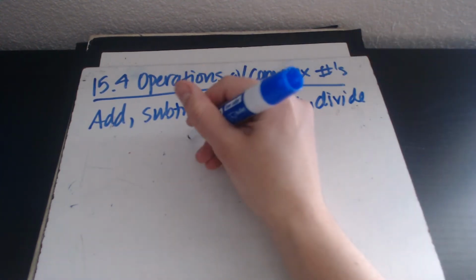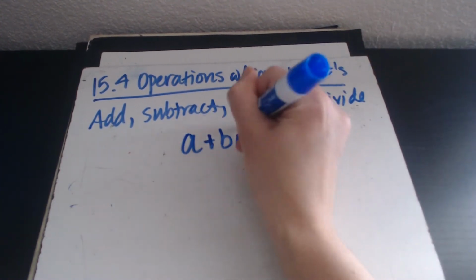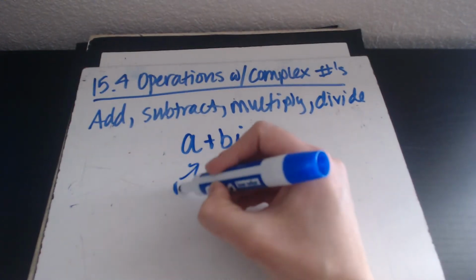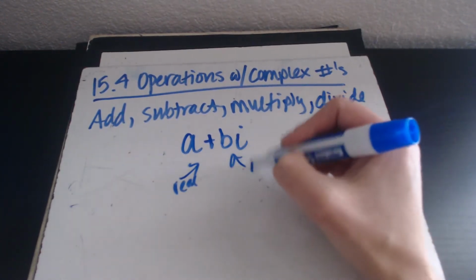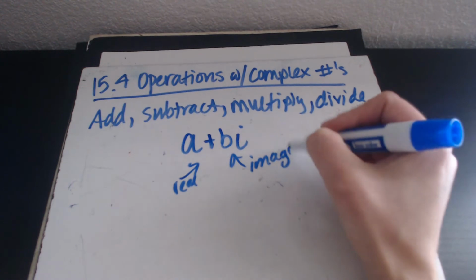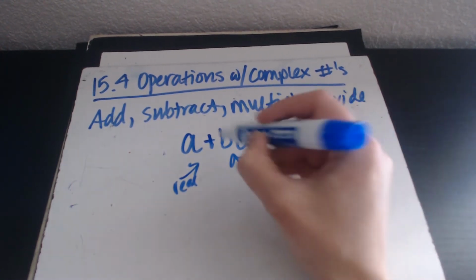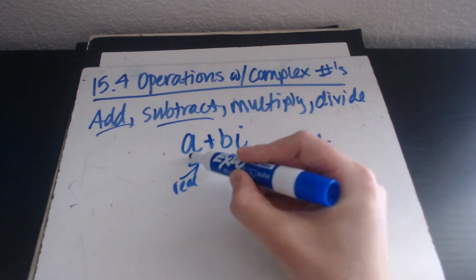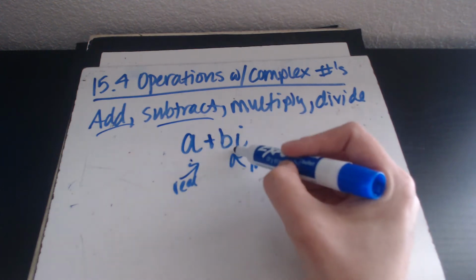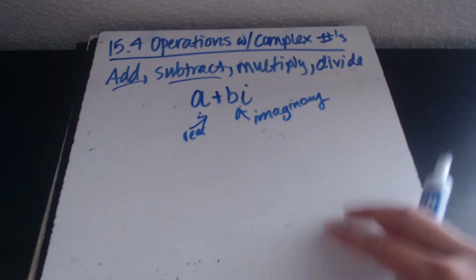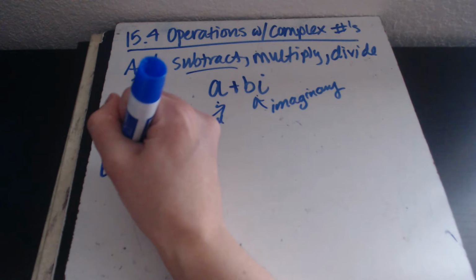Okay, so remember that a complex number is in the form a plus bi. This is the real part. A is real, b is the imaginary part. So when I combine them by adding or subtracting, I can only add real components together and imaginary components together. Okay, so here's our first example.